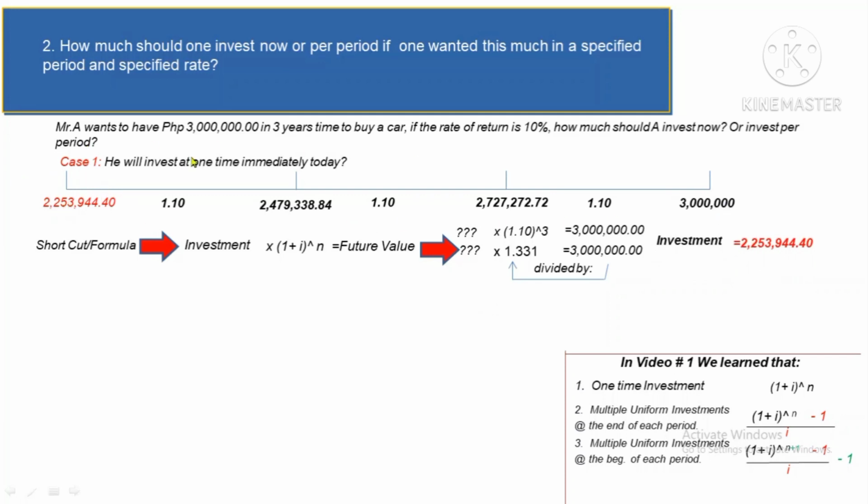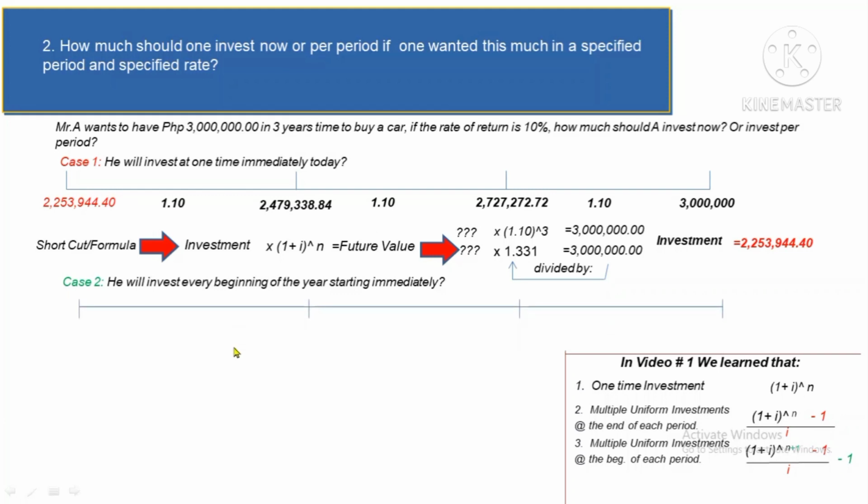To master the topic, let's have case number 2 and assume he will invest every beginning of the year starting immediately. So let's go to the timeline analysis. Of course, you're gonna invest 3 times. One here, another one here, and another one right here. And after 3 years, we still want to have 3 million pesos because we want to buy a car.